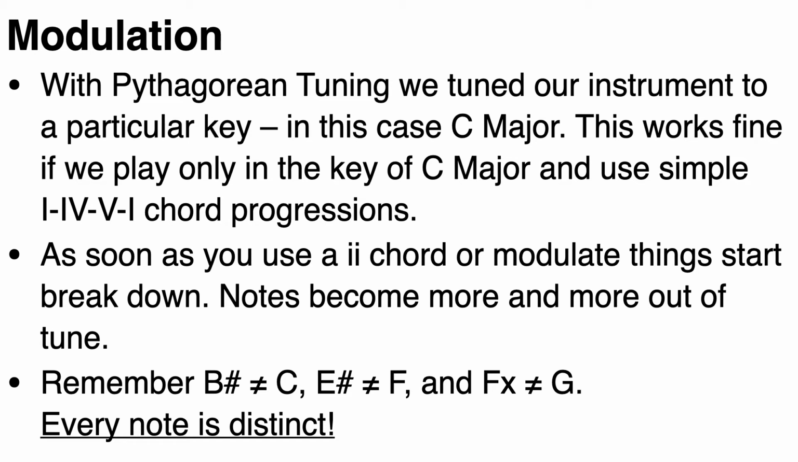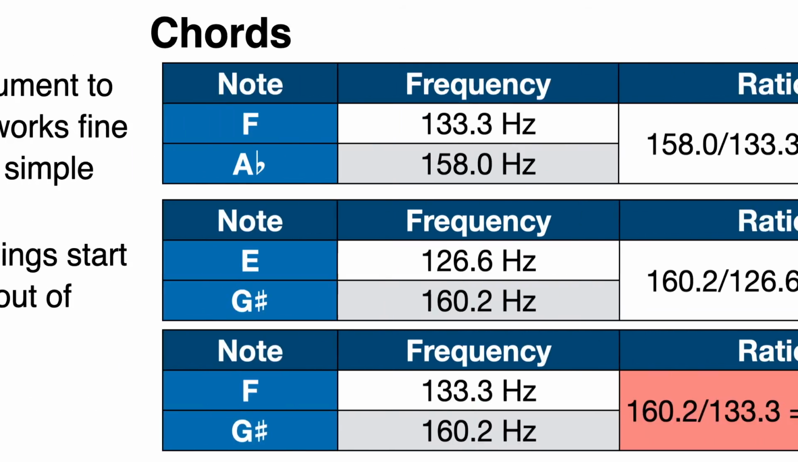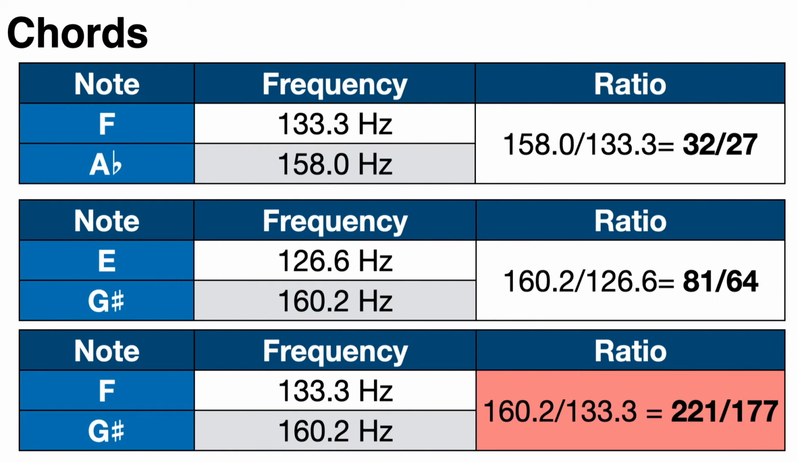Every note is distinct. This, of course, works the same way with chords. If you wanted to play the chord E major, you would need a G sharp. But if you wanted to play the chord F minor, you would need an A flat.